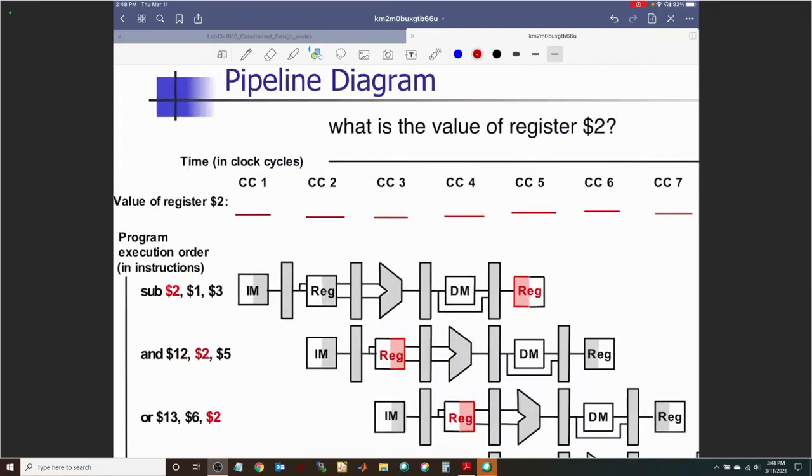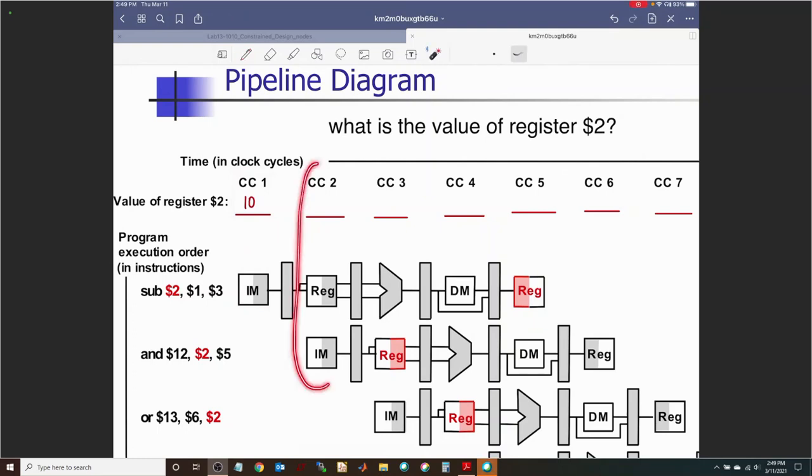Clock cycle number 1, what would be the value of register number 2? So what should I enter over here? 10, right? So there's no confusion over there. I have not written to $2 yet. Where do I do it? Right here, right? I do that in clock cycle 5. So in clock cycle number 1, my register should have the same value as before. 10, perfect.